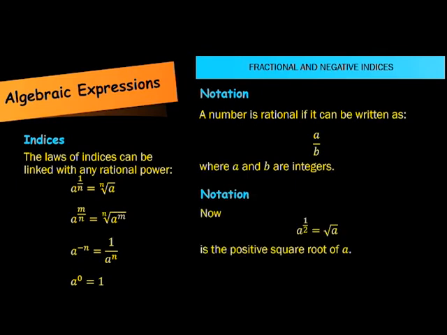Now, a to the power 1 over 2 is the positive square root of a and is denoted as shown on your screen. So, for example, 25 to the power 1 over 2 equals the square root of 25, which equals 5. However, 25 to the power 1 over 2 is not equal to minus 5.